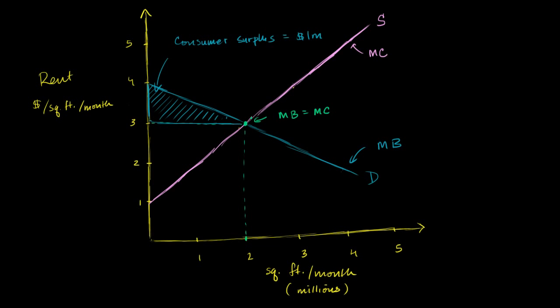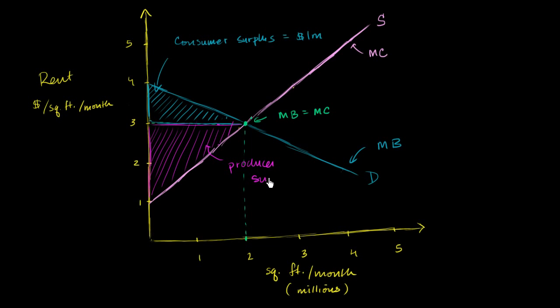Let's think about the producer surplus. Well, the producer surplus is going to be this area right over here. That first incremental foot, it only cost those producers $1, but they're able to sell it for $3, or rent it out for $3. And then they will keep producing all the way until they do 2 million square foot. And for all of their square feet, they're able to rent it out for more than it cost to produce it. So the area of this triangle is the producer surplus. This is the producer surplus.